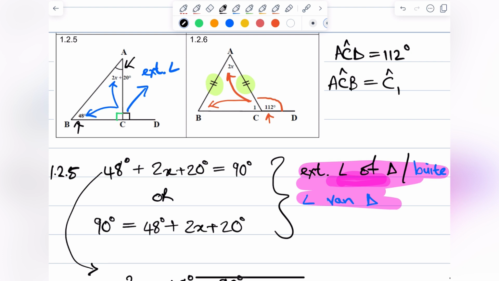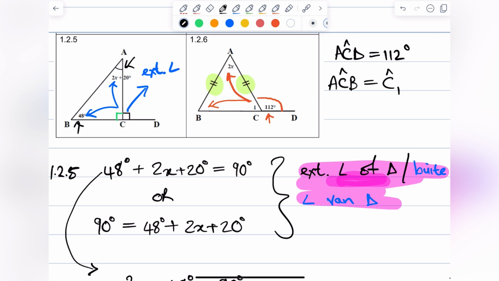In other words, you don't have to use ACB, you can use C1 because they gave you the label. A lot of the times you make your own labels, and if you do that, you need to tell the examiner that you have named the following angle B1 or C1, if it's not been given to you as that. Alright, so let's look at the first way to do this.